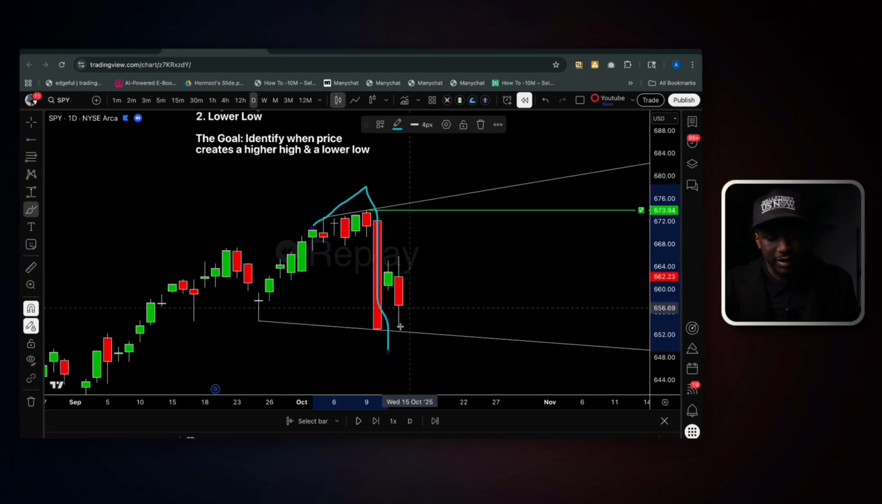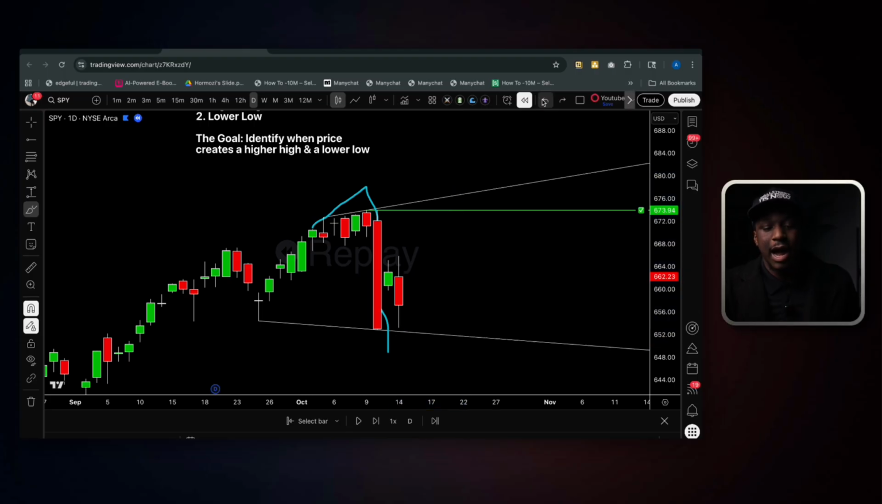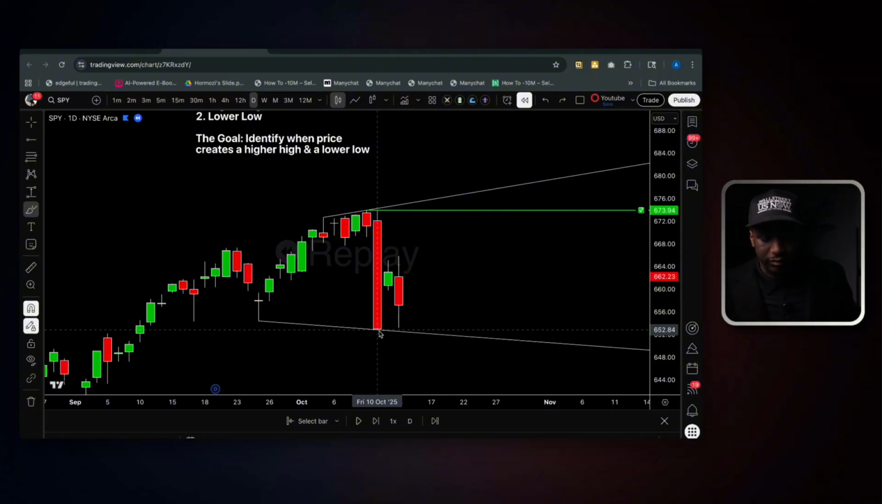What's the next thing I'm looking for price to do? Potentially go up and take out the high. I'm not going to say that is exactly what we're going to do, but that is the psychology of buyers and sellers. Whenever we create a new high, sellers want to step in. Whenever we create a new low, buyers want to step in, right?